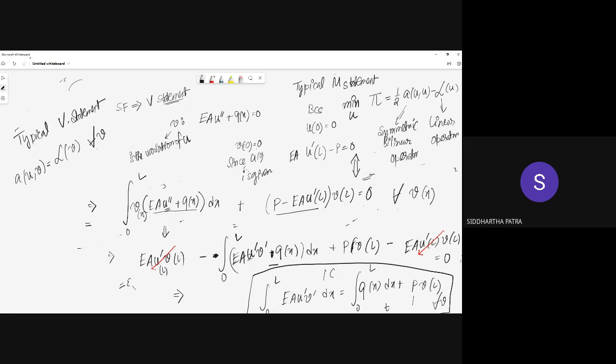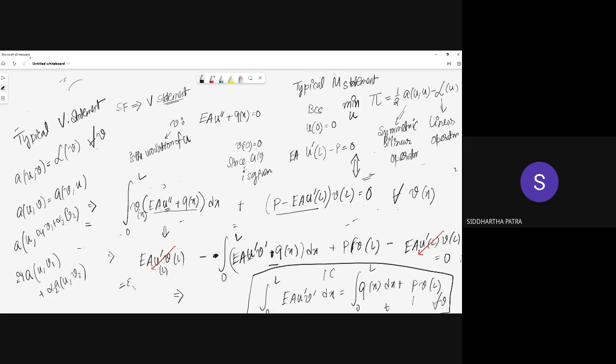Now, what do I mean by symmetric bilinear? First of all, symmetry means A(u,v) equals A(v,u). Also, bilinear means A(u, alpha 1 v1 plus alpha 2 v2) is basically alpha 1 times A(u,v1) plus alpha 2 times A(u,v2).